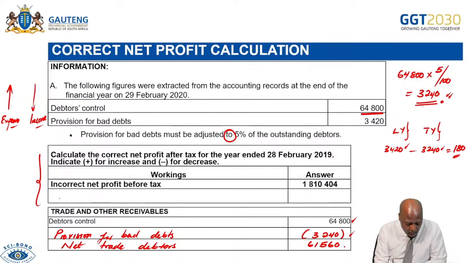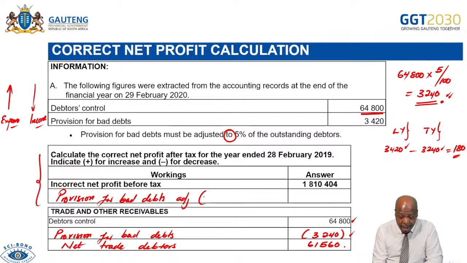So I'm going to come here and I will now say provision for bad debts adjustment. I want to show my calculation now. How do I do it? I'm now saying 3,420 minus the 3,240. I know that my 180 is income. So I'll come here, 180.